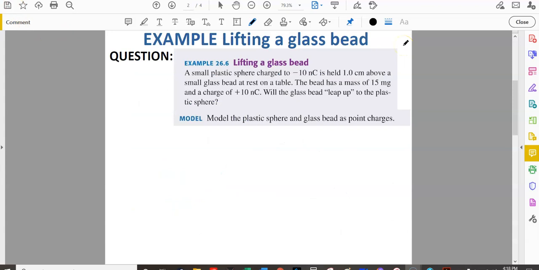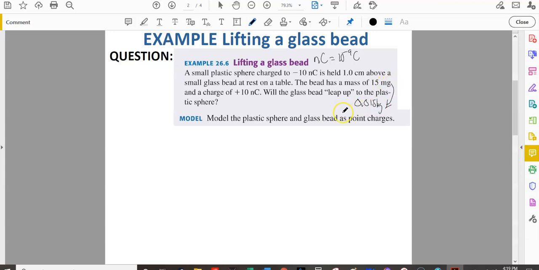So here is a really great problem. We have a small glass bead charged with negative 10 nanocoulombs. A nanocoulomb, by the way, is 10 to the negative 9th coulombs, so that's negative 10 times 10 to the negative 9th coulombs. This bead is held 1 centimeter above another glass bead that rests on the table. The bead has a mass of 15 milligrams, which is going to be 0.015 kilograms.